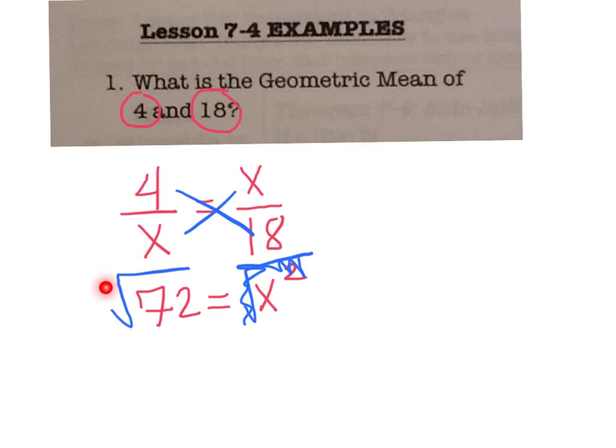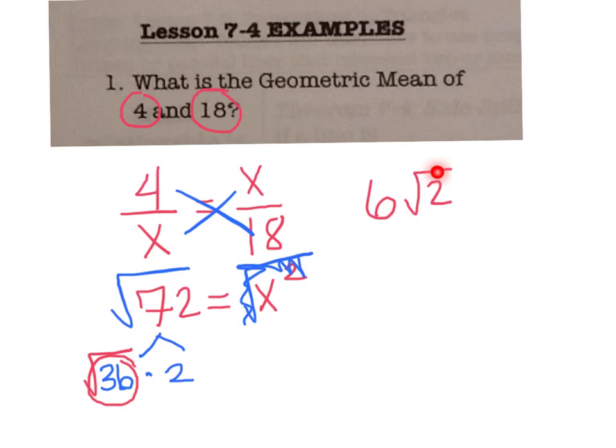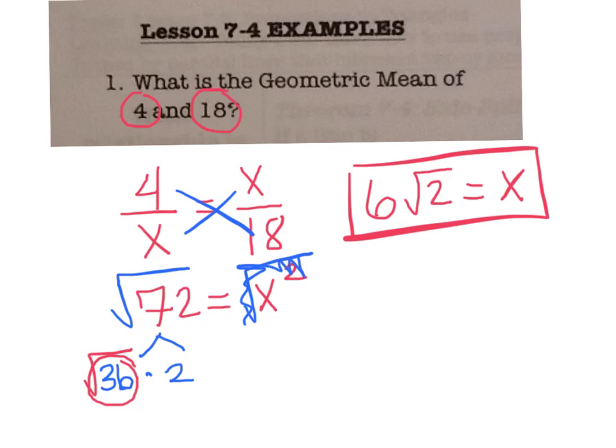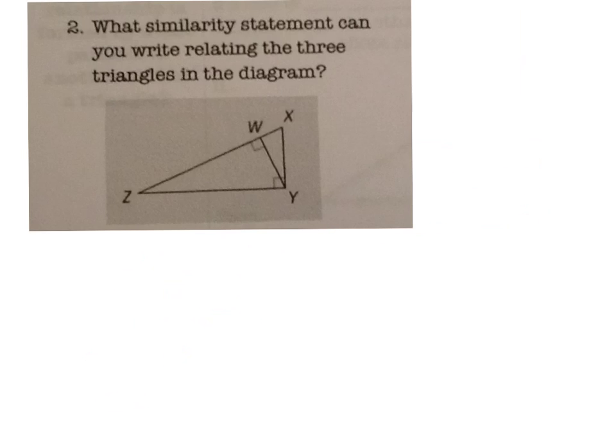Now, since 72 is not a perfect square, we need to think, what are the two factors of 72 that we can use? Preferably, we want to find a factor that is a perfect square. So we know that 72 can be broken down into 36 times 2. Now, 36 is a perfect square, and the square root of 36 is 6. So we get 6 square root of 2. We left 2 underneath the radical because we couldn't take the square root of it. So we get, again, 6 times the square root of 2 is then equal to x. So the answer to this question is that 6 square root of 2 is the geometric mean of 4 and 18. Our next question is number 2.